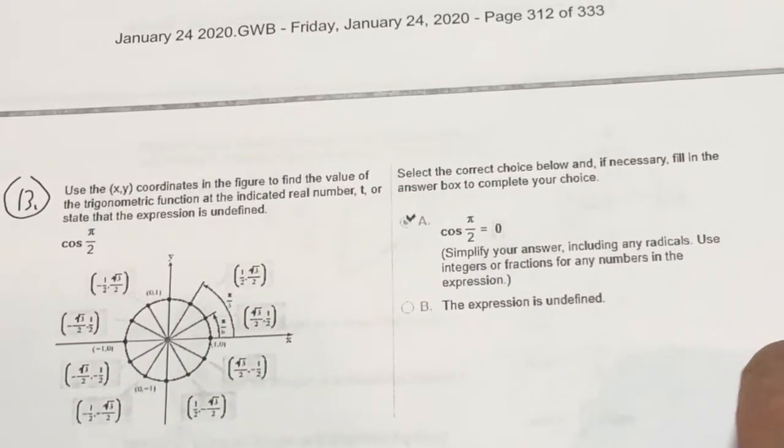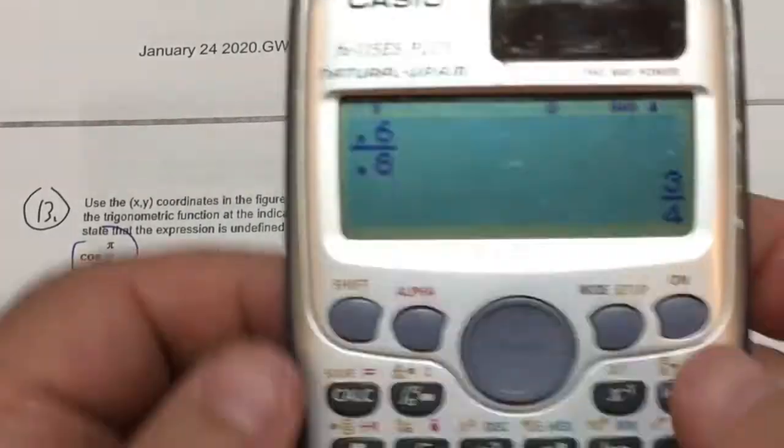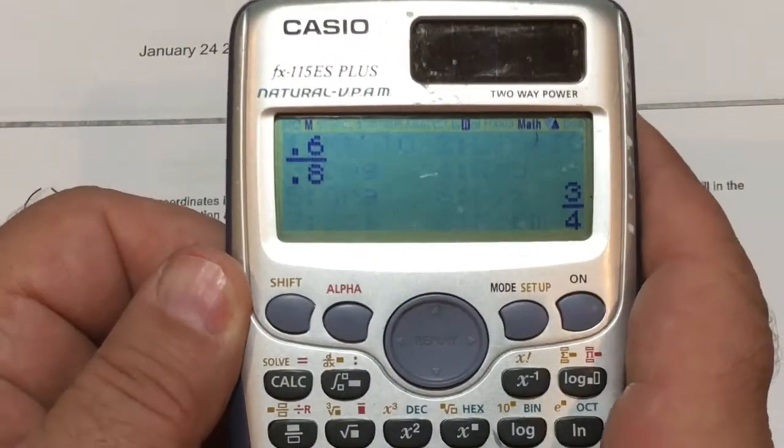Number 13 is a unit circle problem, but they ask us to evaluate cosine of pi over 2. We don't have to use the unit circle. We just have to make sure we're in radian mode. So I'm going to hit shift, setup, or shift mode 4. And that puts me in radian mode when I'm dealing with radians.